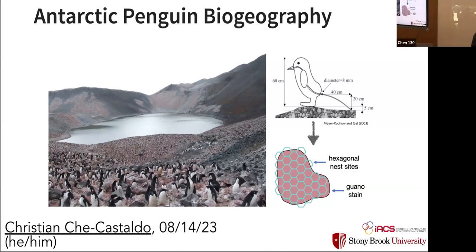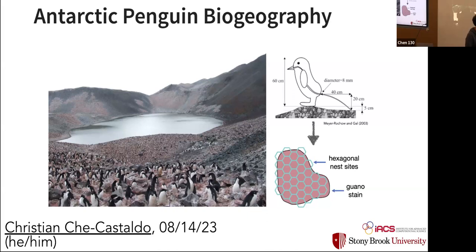My name is Chris. I'll be really brief. I'm a co-PI on the Antarctic Penguin Biogeography Project. Basically, the goal of that project is to identify the abundance and distribution of penguins across Antarctica. This has been accomplished through a lot of ground counts over the years, but it's very expensive and hard to go to Antarctica.